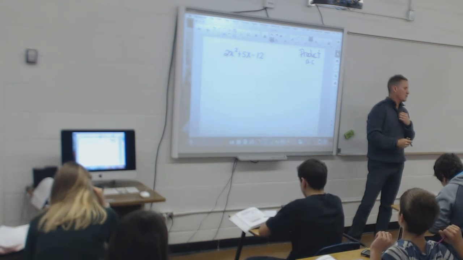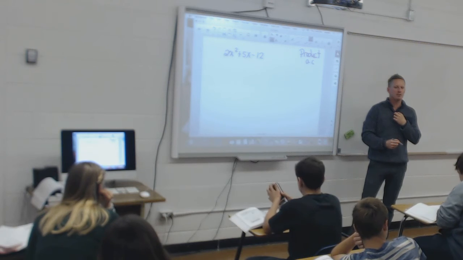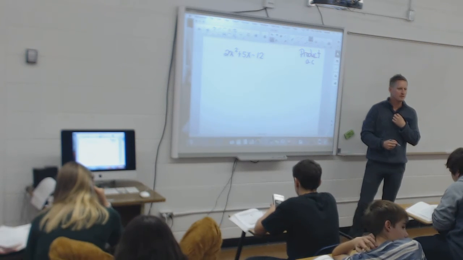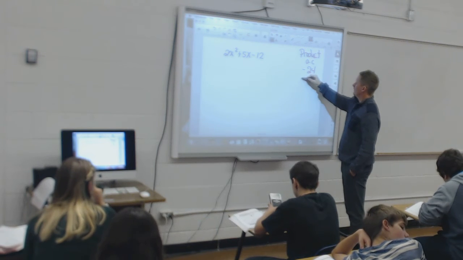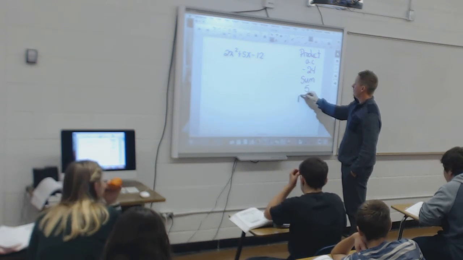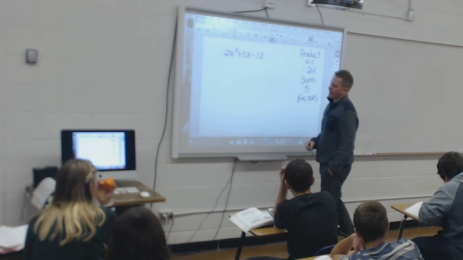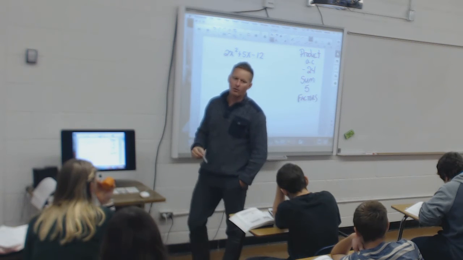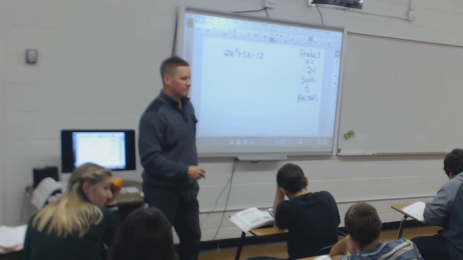My C value is what? Negative 12. So what's 2 times negative 12? Minus 24. What is my sum? Plus 5. What are the factors of negative 24 that will add to give me 5? 8 and negative 3.